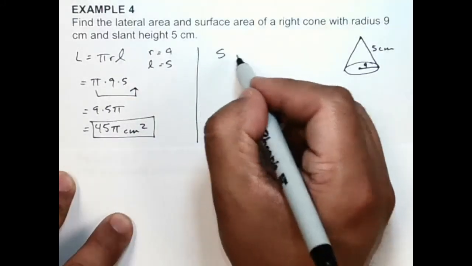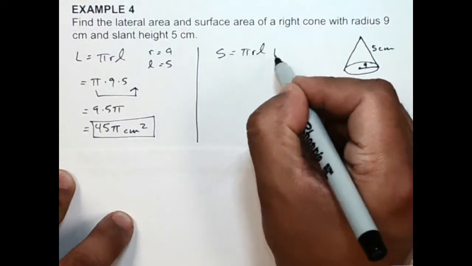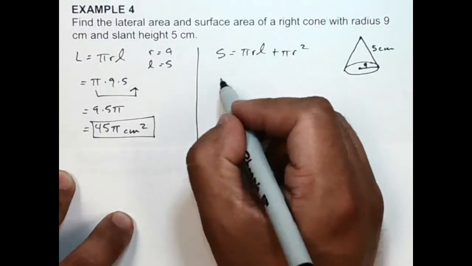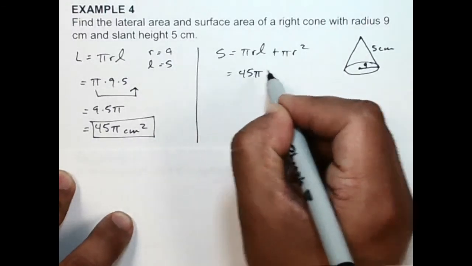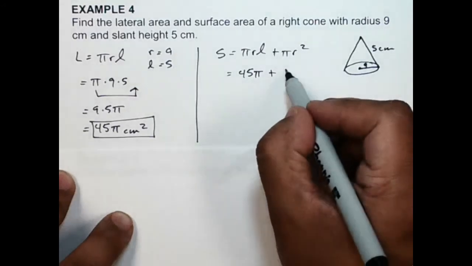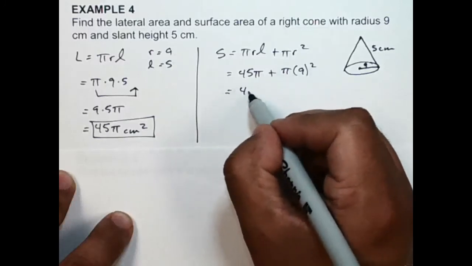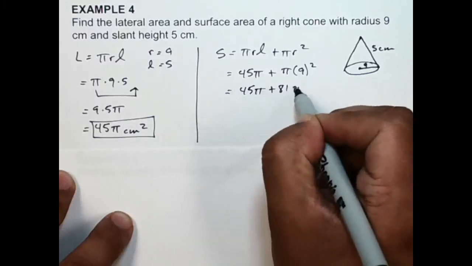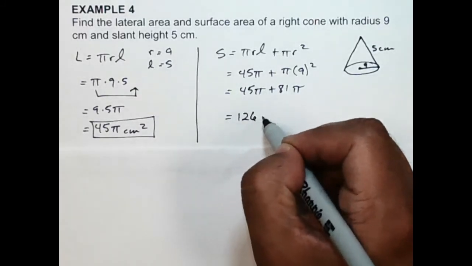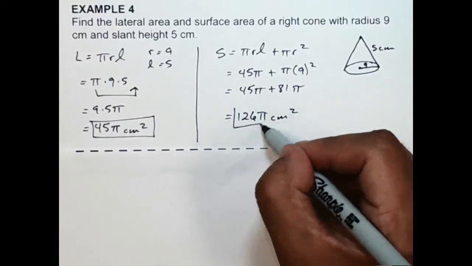Now I need to look at my total surface area, which is pi r l plus pi r squared. Pi r l we've already done, so we know that comes out to be 45 pi plus my radius squared, that's going to be pi times 9 squared, which is 81. So I have 45 pi plus 81 pi. I can combine those, and I get 126 pi centimeters squared.